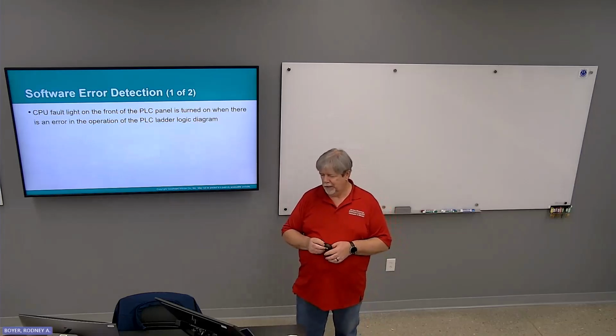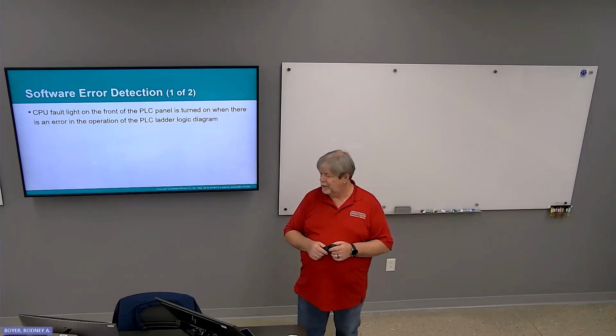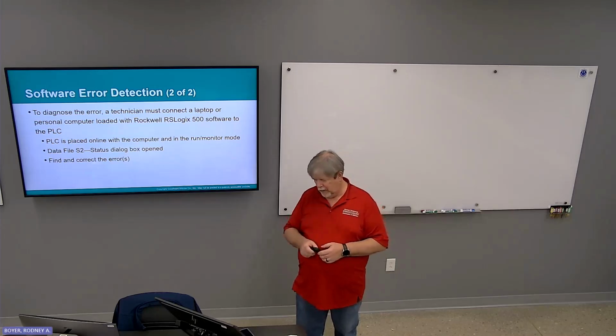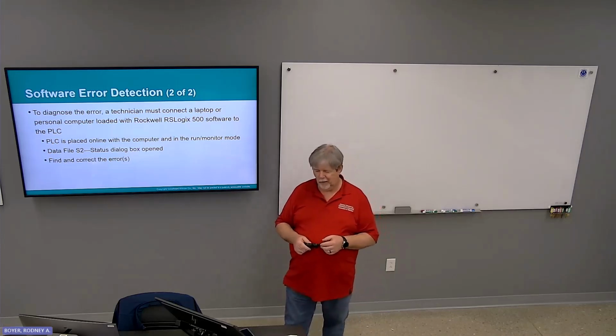Software error detection: the CPU fault light on the front of the controller is turned on, and there's an error in the operation of the ladder logic diagram. To diagnose the error, the technician must connect a laptop or PC loaded with RSLogix 500 software. The PLC is placed online with the computer, and in monitor mode, the status file 2 box is opened up and you find and correct the errors.